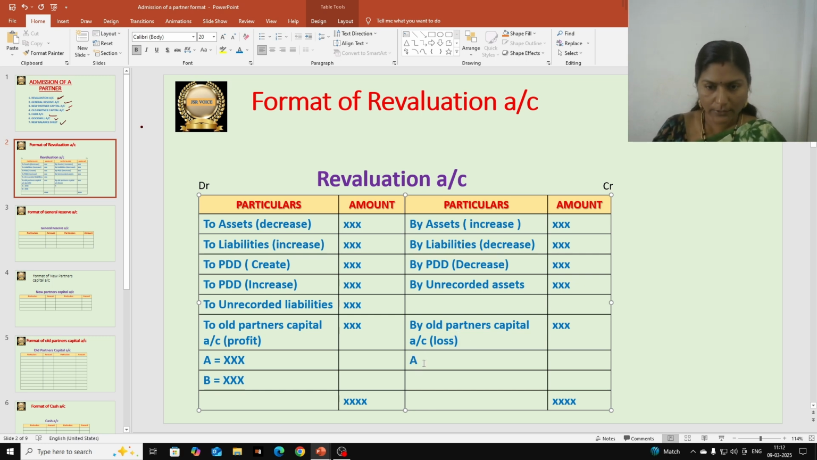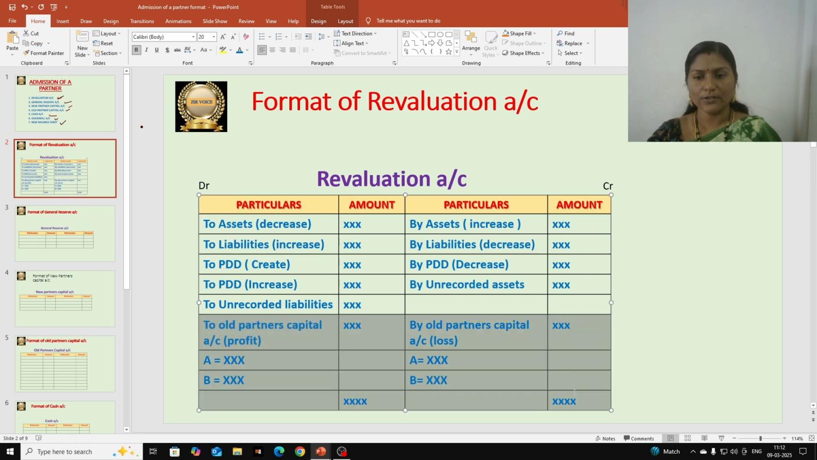I already told that old partners, we assumed it as A and B, so we should write that. For A some amount we should distribute, and for B we should distribute some amount. Okay, so in this way we are going to do revaluation account. So this is the answer. I will change the color of these all so that you will have a clear idea regarding this.